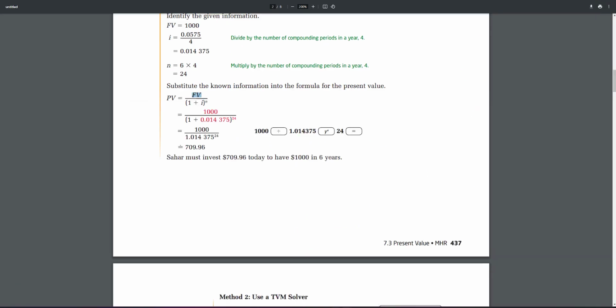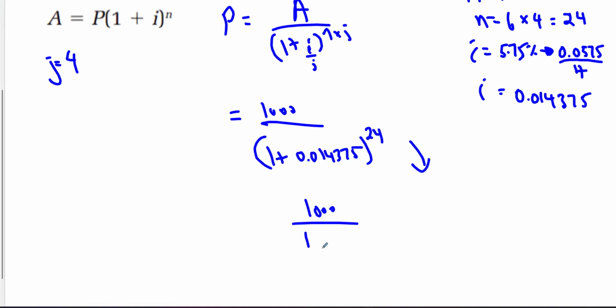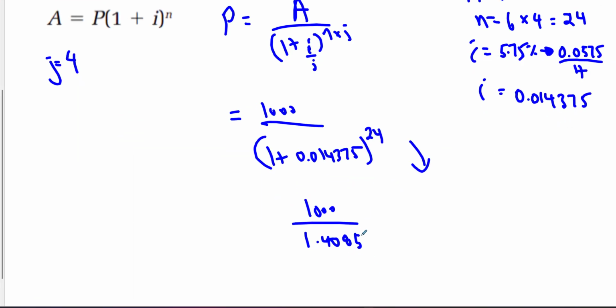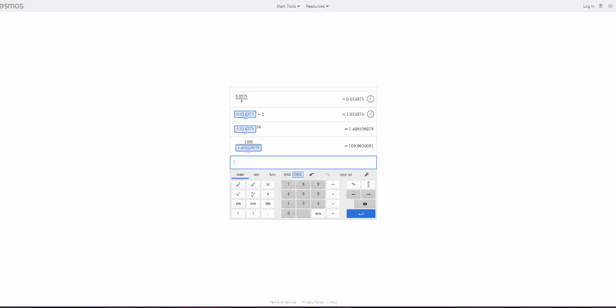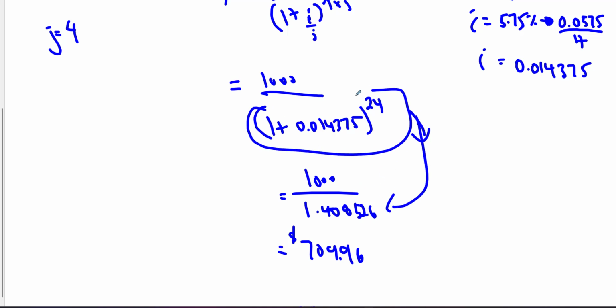What value was this? 1.408. 526. And then the final answer, which is 709. So that's it. I just want that one middle step here to showcase that you simplified this bracket.